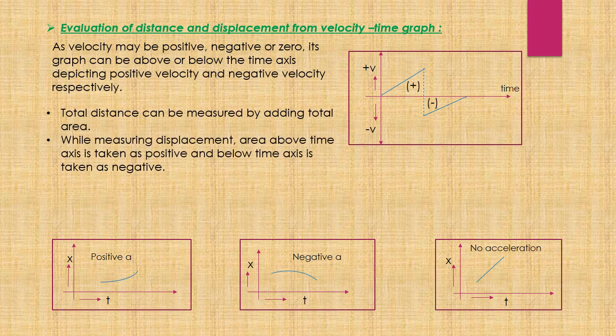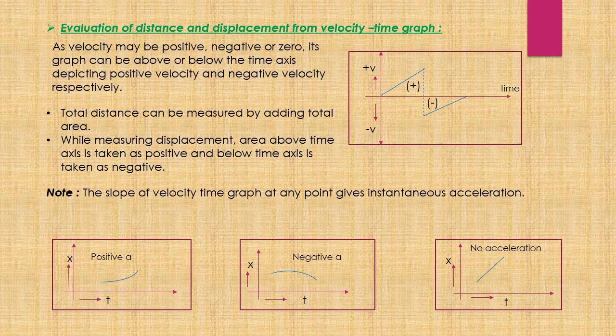Total distance can be measured by adding total area because it doesn't have to do with the direction. While measuring the displacement, area above the time axis is taken as positive and below the time axis is taken as negative. Note, the slope of the velocity-time graph at any point gives instantaneous acceleration. We need to discuss three more graphs.